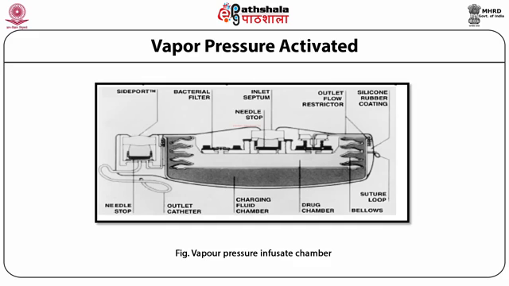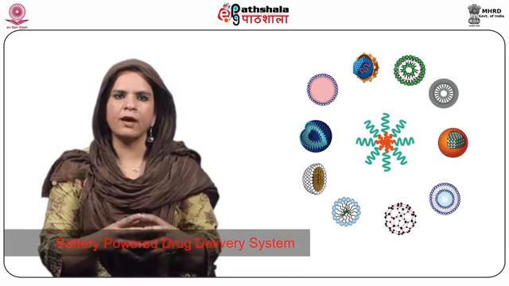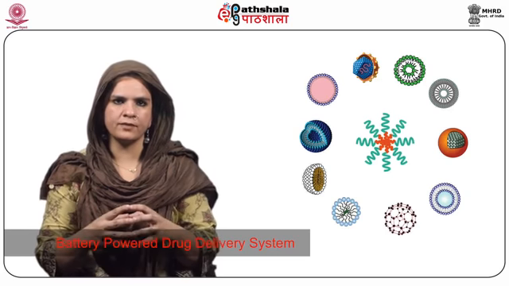You can also appreciate the presence of a bacterial filter, which ensures that there is no contamination. The outer chamber is usually protected by a silicone rubber coating, and primarily you can see that it is a very small cylindrical device which can be very well tolerated by any human system. The battery-powered drug delivery system is a second-generation programmed implantable drug delivery device.